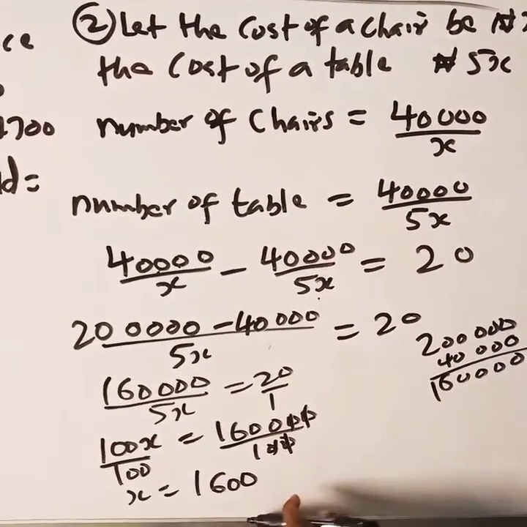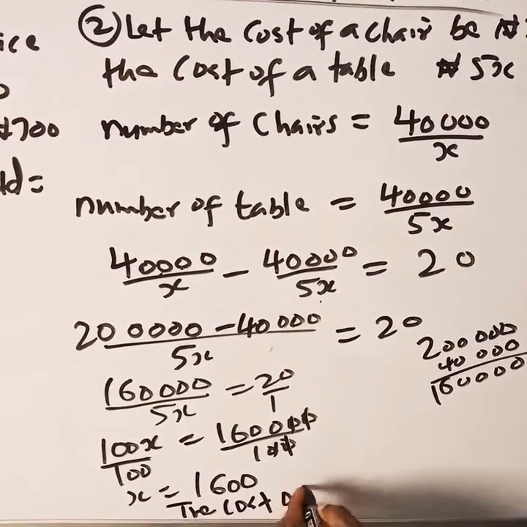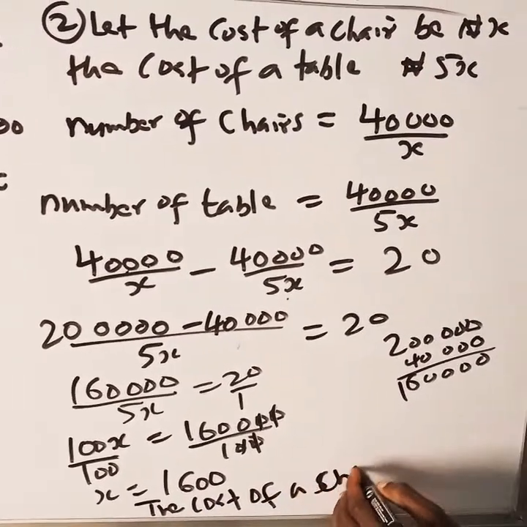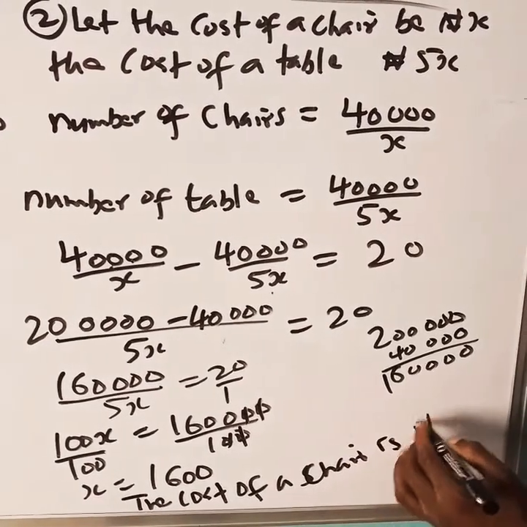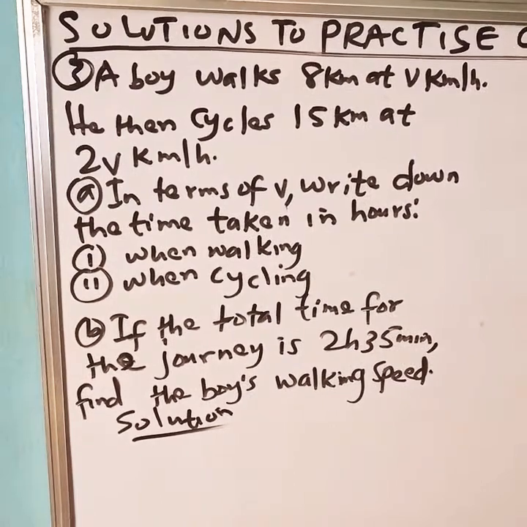1,600 is the cost of a chair. It says find the cost of a chair. So the cost of a chair is 1,600 naira. Now the solution for number 3.